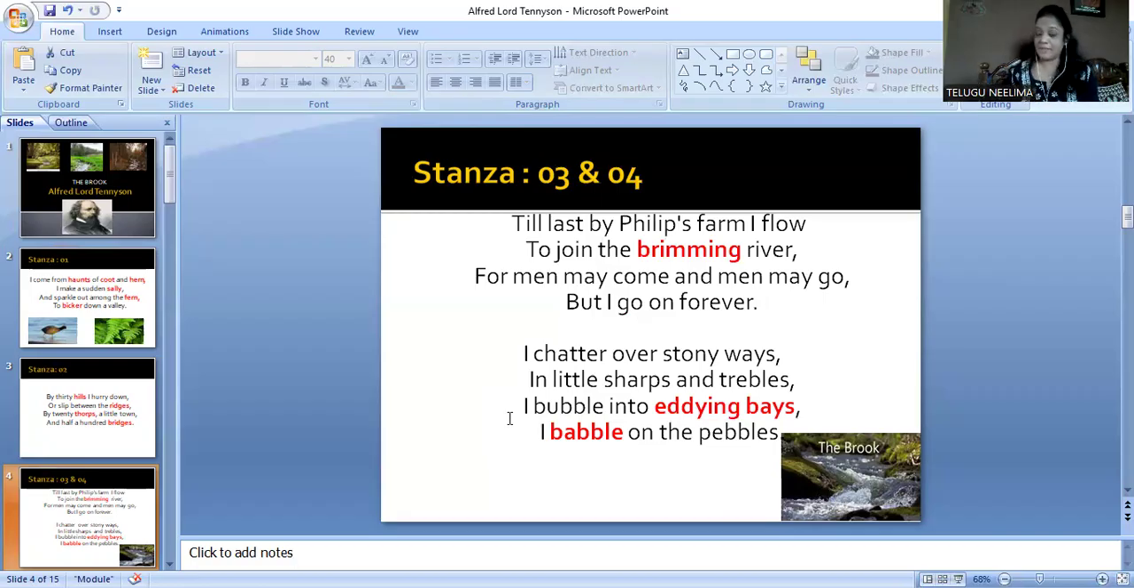"For men may come and men may go, but I go on forever." This is a very wonderful line, because it clearly says that men may come, men may go, but I go on forever. It shows that the journey of the Brook never ceases or stops.